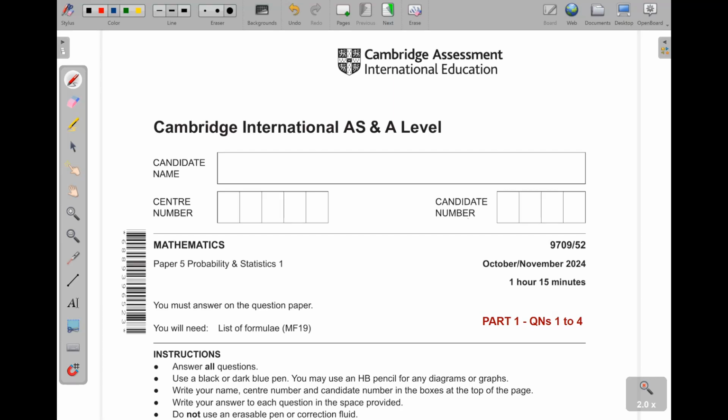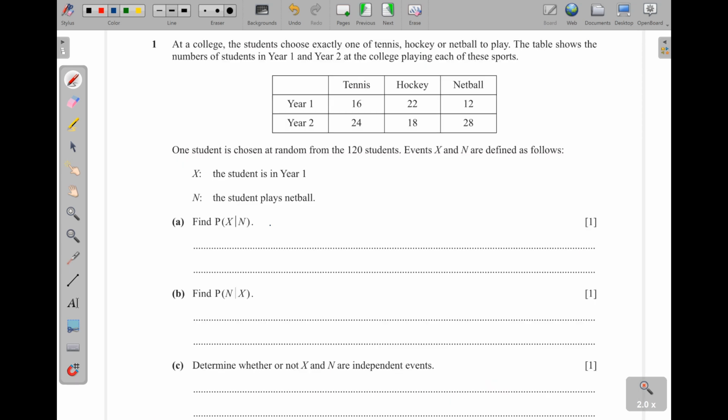This is Teacher Simon taking you through Cambridge International AS and A-Level Mathematics Paper 5-2 for October-November 2024, questions 1 to 4. Question 1 is coming from the basics of probability. They are saying that at a college, the students choose exactly one of tennis, hockey, or netball to play. The table shows the numbers of students in year 1 and year 2 at the college playing each of these sports. And we are given all of these here.